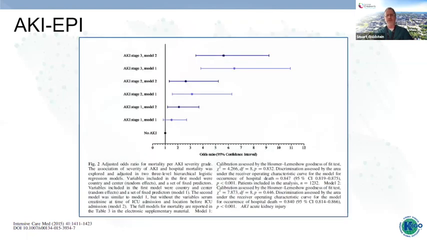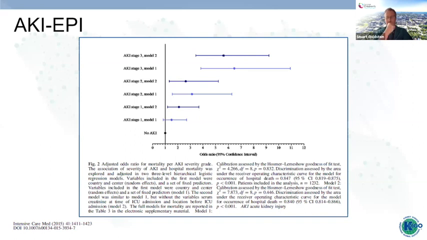And there were a number of models to associate AKI with mortality. And the models included both stage and then other factors for risk for mortality. But what you can see here is that there is a graded association between AKI stage and outcomes and 28-day mortality.